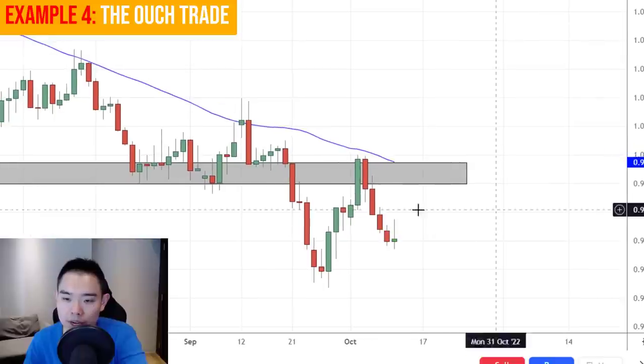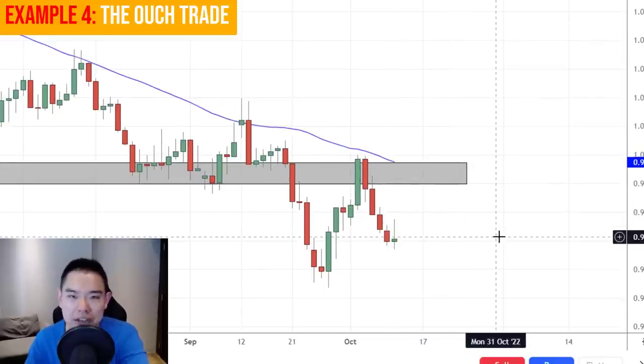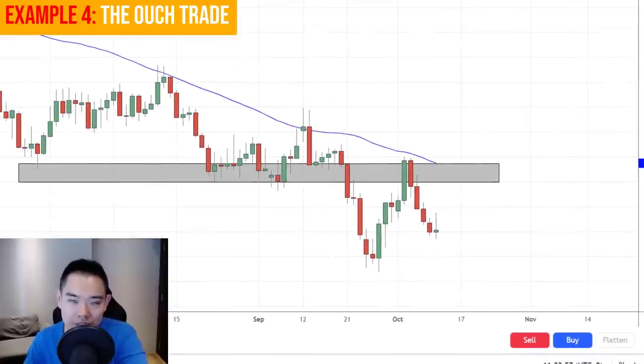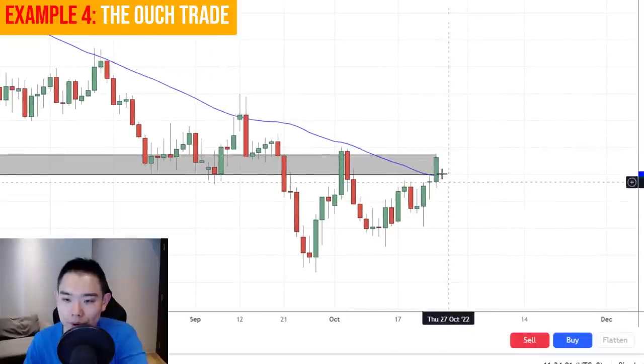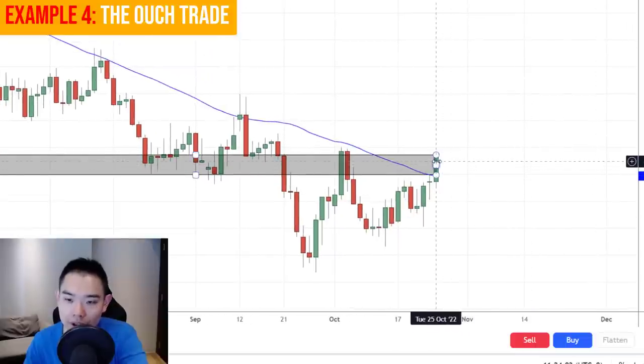Market then hits down lower and you start to regret. Ah, man, I should have shorted this market. I feel like an idiot right now. Well, don't be. There are always opportunities just around the corner. So the market then comes into this area of value once again.